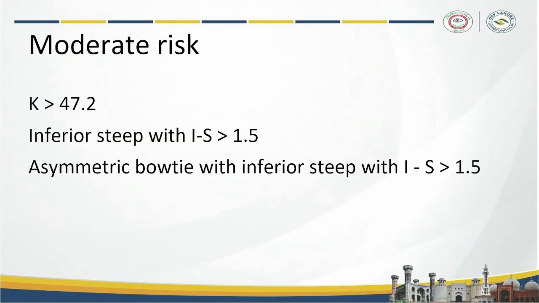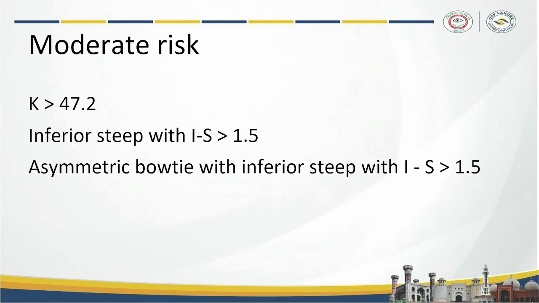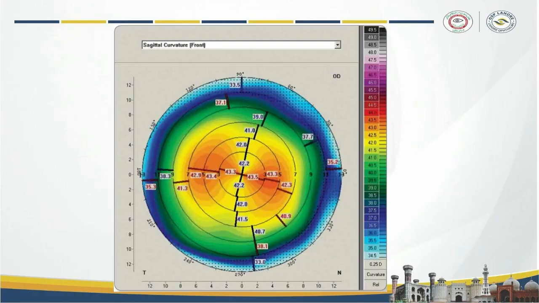These are the moderate risk ones. This was the high risk, greater than 50. These are the moderate risk, greater than 47.2 K value. And inferior superior, we already discussed superior inferior and inferior superior asymmetry. So if anyone can tell what's this pattern we see over here, any one of you, on this sagittal map.